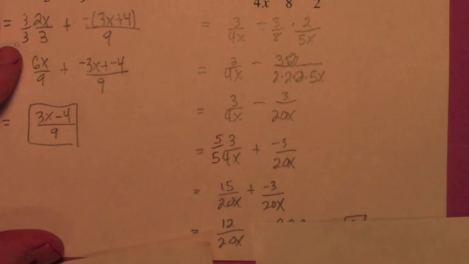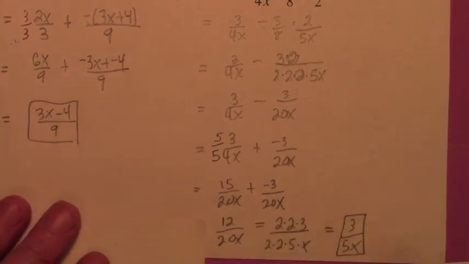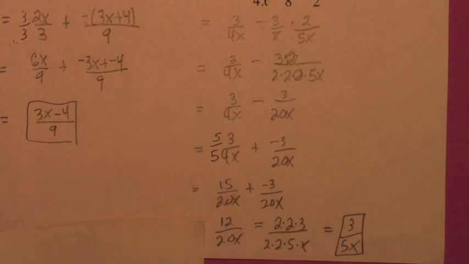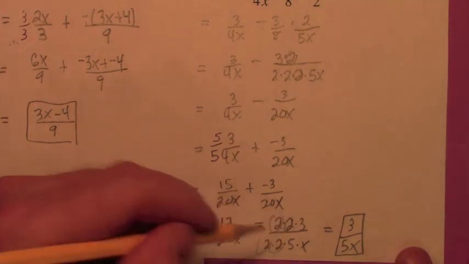Are we done? Is that your final answer? 12 over 20x? Can we reduce that? Well, yes, we can. Always look to reduce. 12 is 2 times 2 times 3. 20x is 2 times 5 times x. You can cancel a 2. You can cancel another 2. Your answer is 3 over 5x.